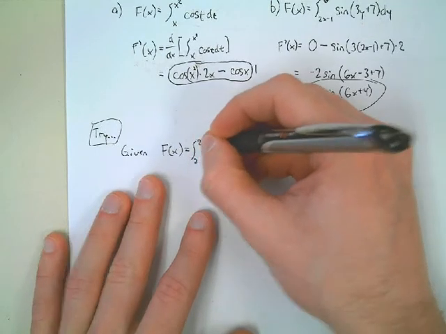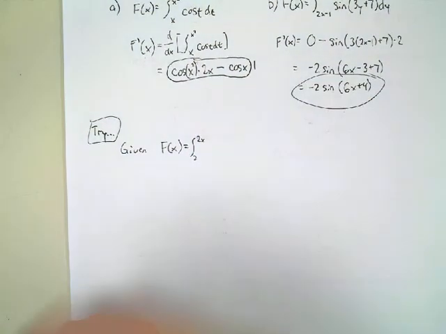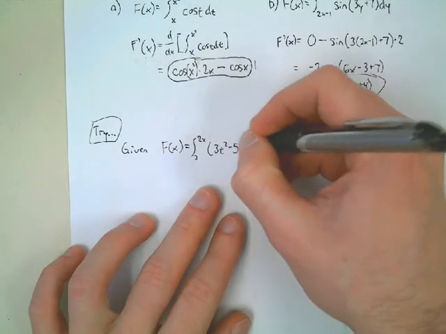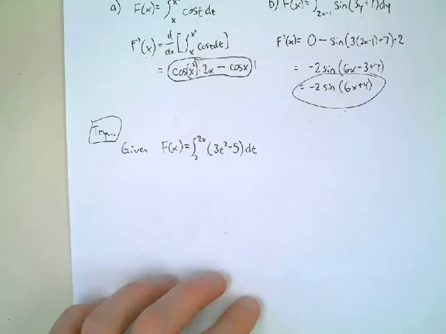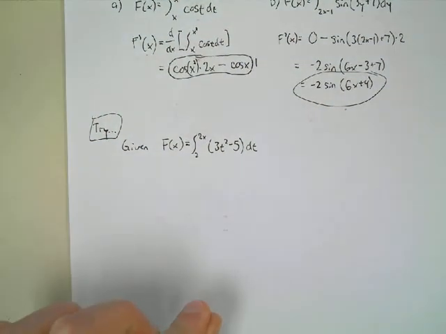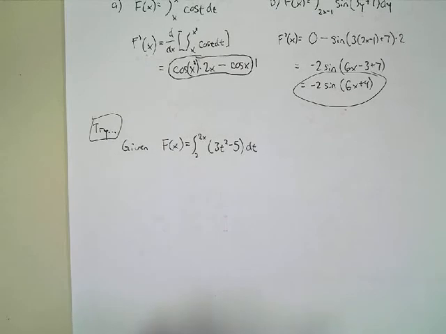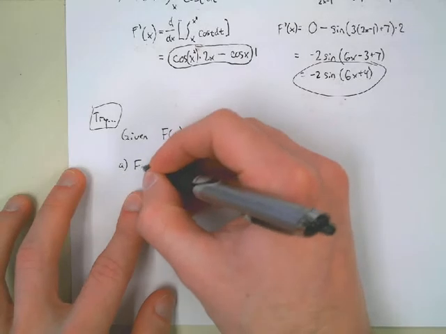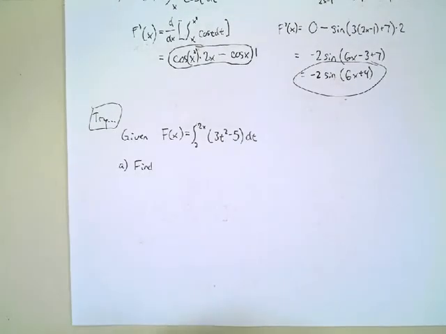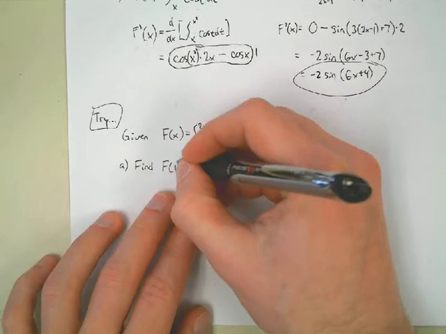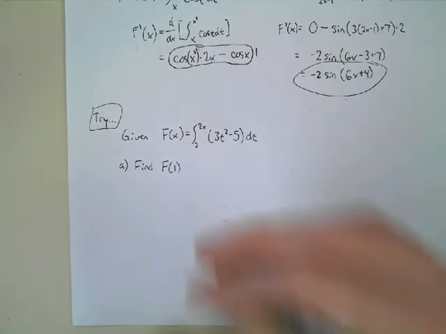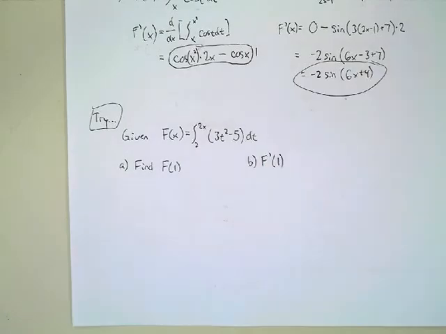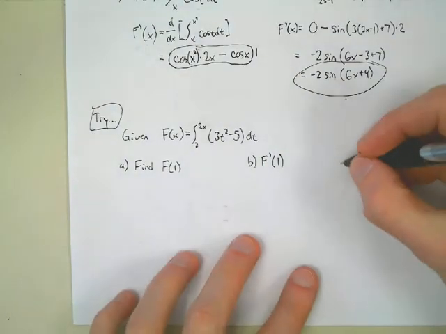Alright, the integral from 2 to 2x of 3t squared minus 5. Okay, so there's our function defined as an integral. First thing I want you to do is find f of 1. I want you to then find f prime of 1. And then I want you to find f double prime of 1.